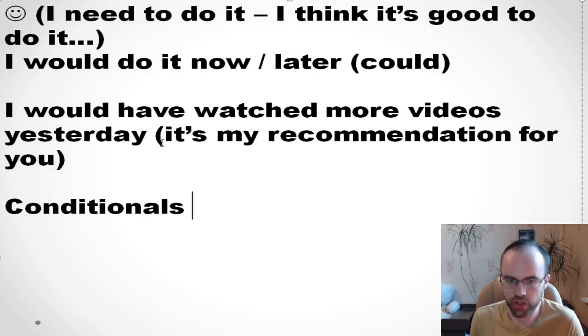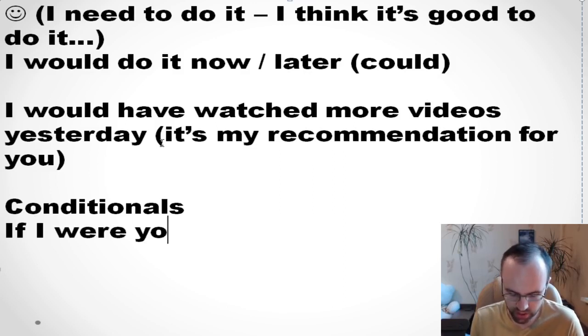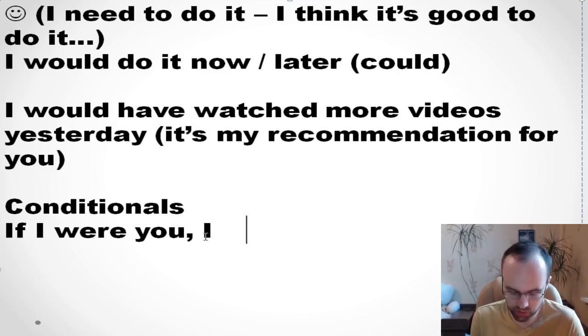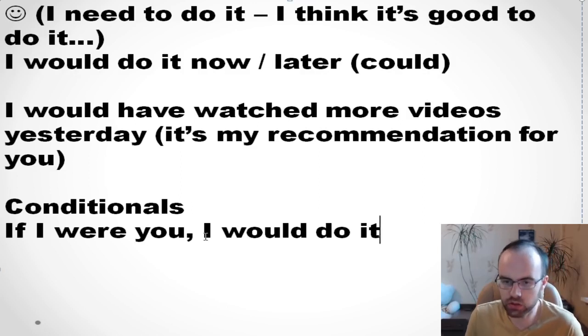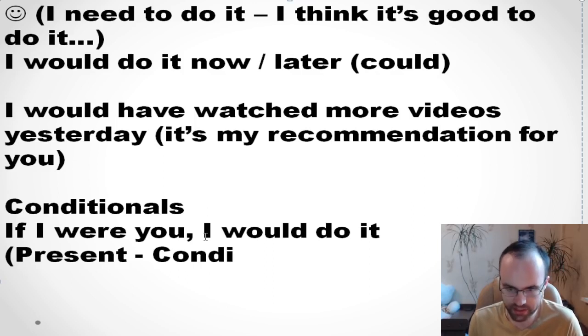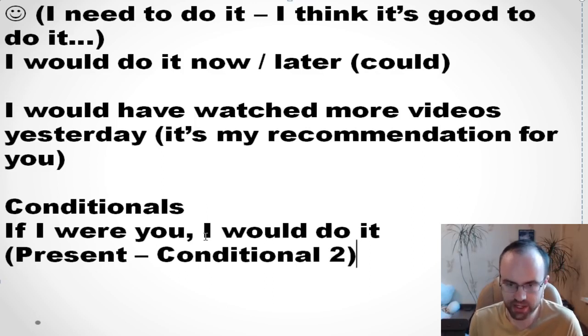Conditionals. So, if I were you, for example. We normally say "I was," but if it's about conditionals, we say "if I were you." So you need to remember the structure: if I were you, I would do it. It means that it's a good idea for you to do it. It's about the present, and we call it the second conditional.